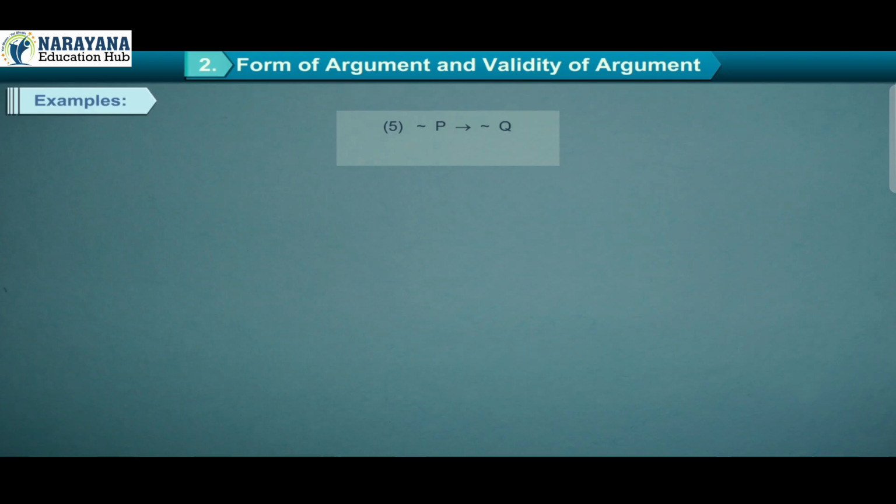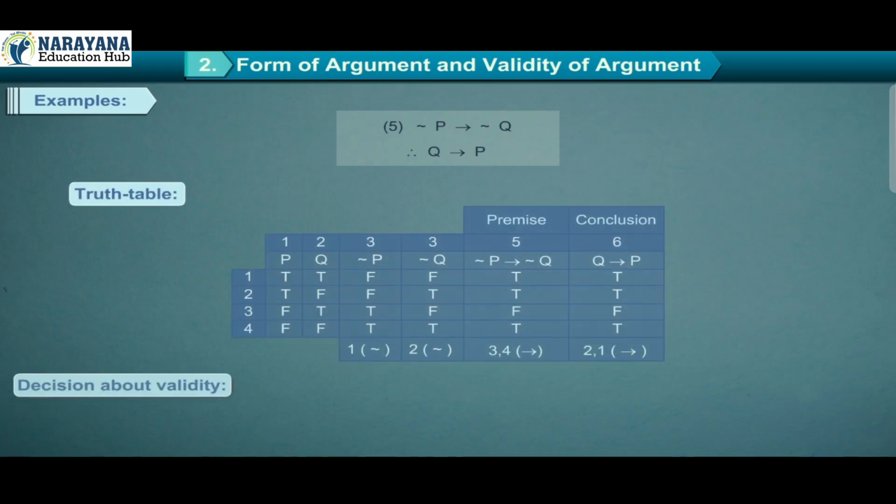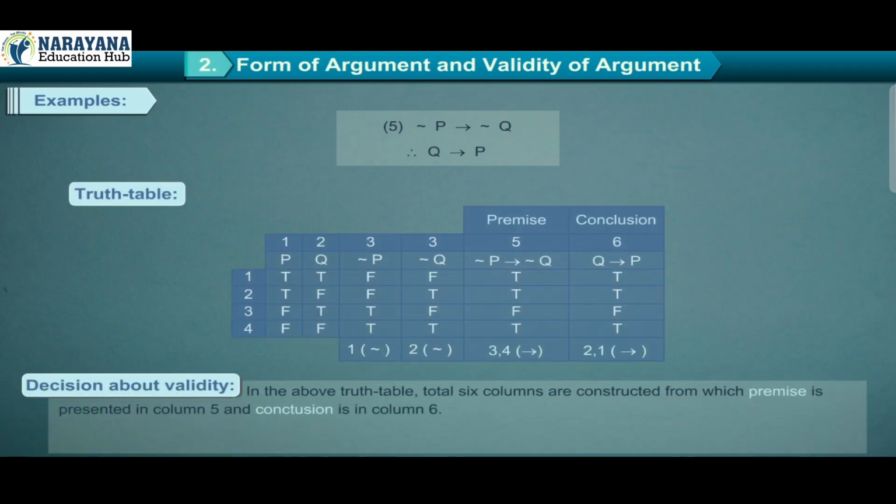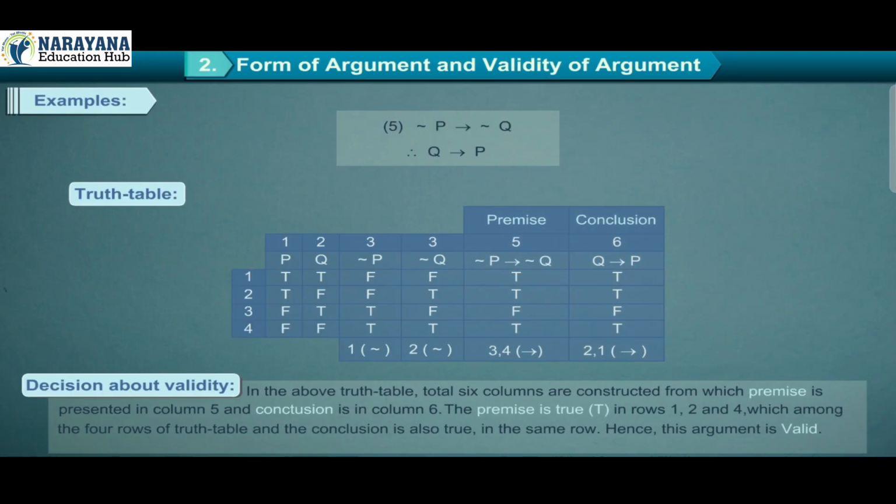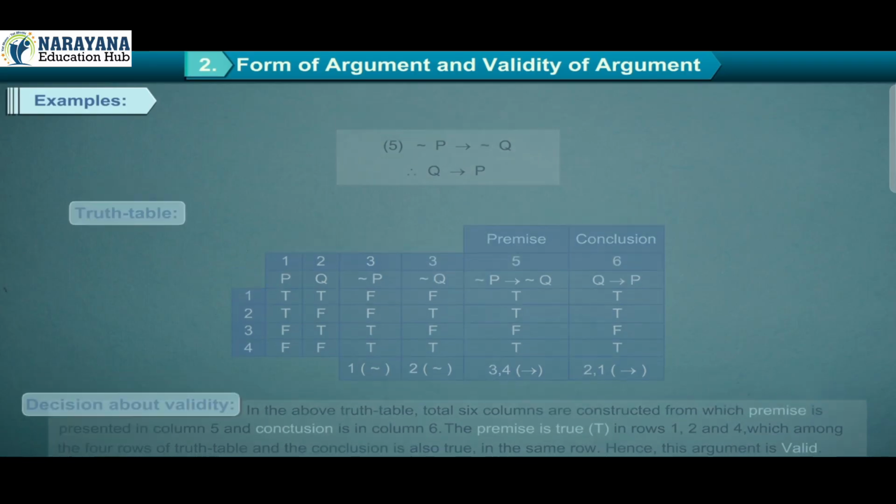5. If not P, then not Q. Therefore, if Q, then P. Truth table. Decision about validity. In the truth table, total 6 columns are constructed, from which the premise is presented in column 5 and the conclusion is in column 6. The premise is true, that is T, in rows 1, 2 and 4 among the 4 rows of the truth table, and the conclusion is also true in the same rows. Hence, this argument is valid.